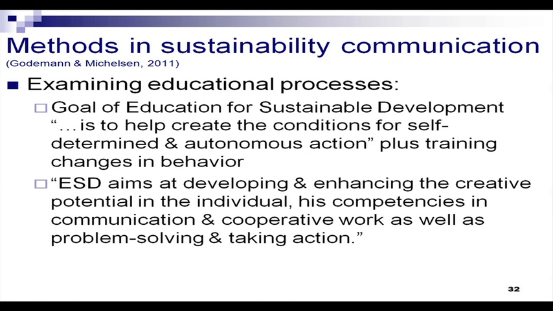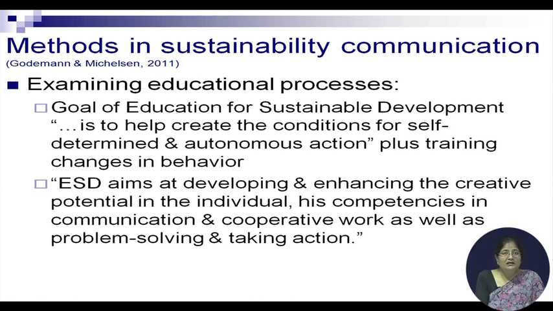The other method in sustainability communication is examining educational processes. The goal of education for sustainable development is to help create the conditions for self-determined and autonomous action, plus training changes in behavior. ESD aims at developing and enhancing the creative potential in the individual, his competencies in communication and cooperative work, as well as problem solving and taking action. So we examine our educational processes and we see what kinds of competencies we are developing, and then we help create the conditions for autonomous action. And then we train people to change their own behavior.